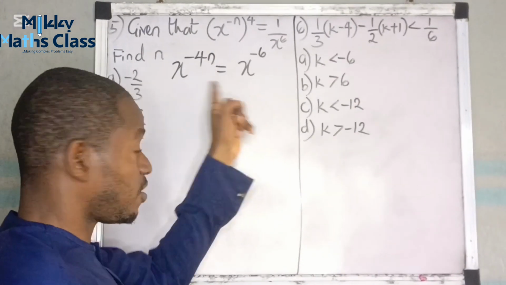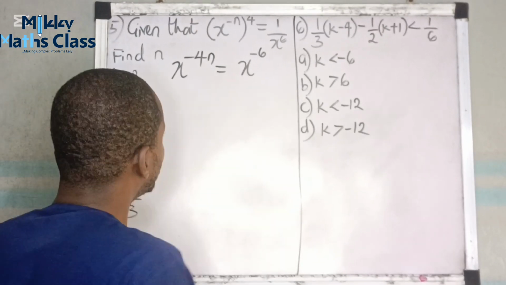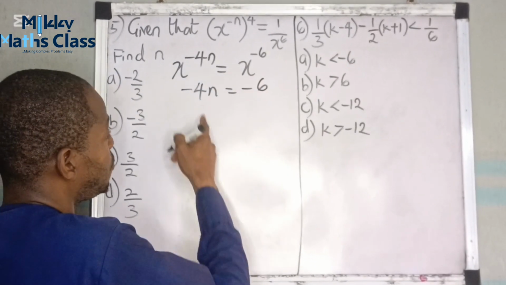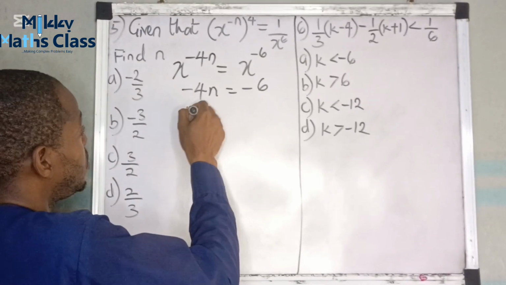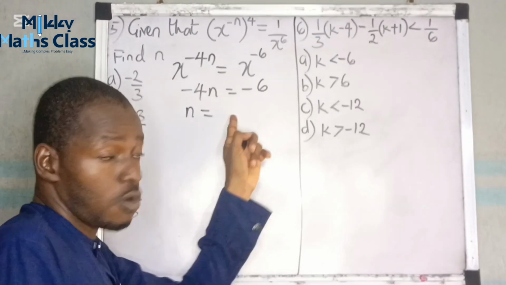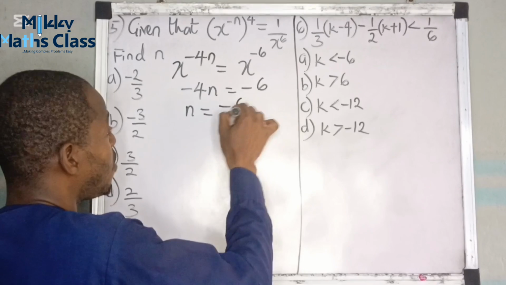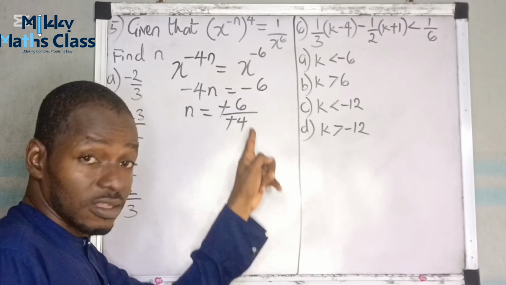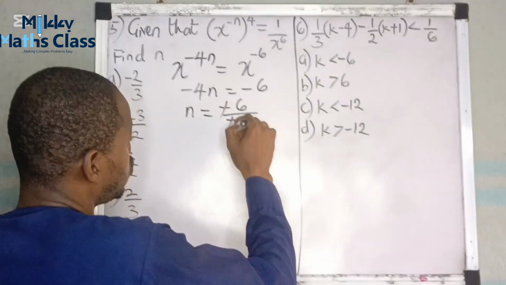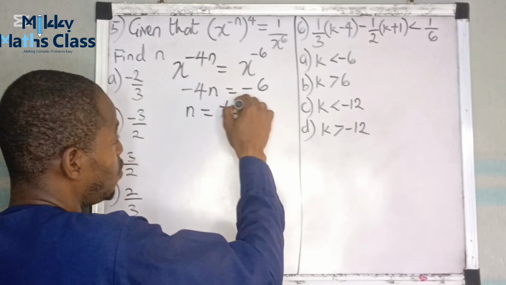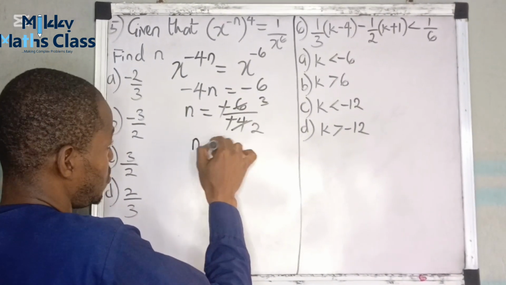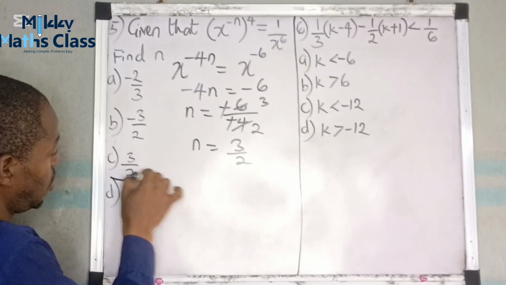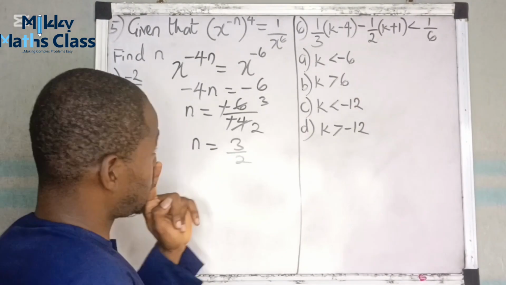Now since they have the same base, equate the powers. So our negative 4n is equal to negative 6. To find n, divide both sides by 4. It will be negative 6 over negative 4. Negative and negative will cancel. What can divide 4 and 6? 2. So 2 in 4, 2; 2 in 6, 3. So our n is equal to 3 over 2. That's option C.